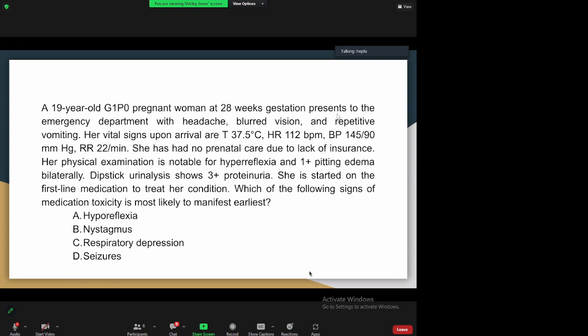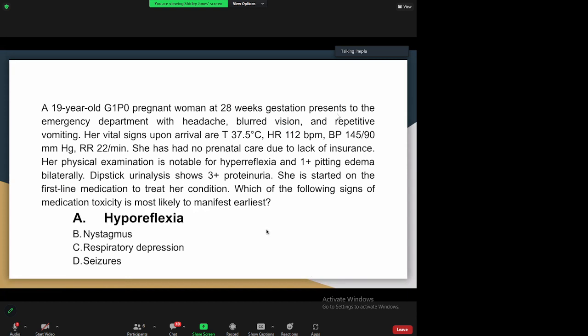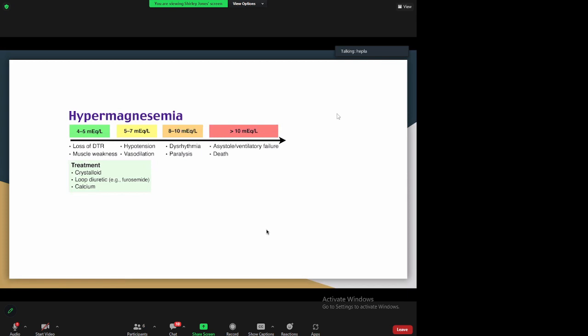In this case, we use magnesium. We always have to check the reflexes, because loss of reflexes is the first sign when the magnesium level is high, and later the patient may feel shock, and maybe even cardiac arrest.